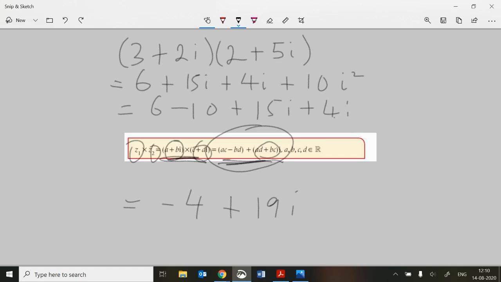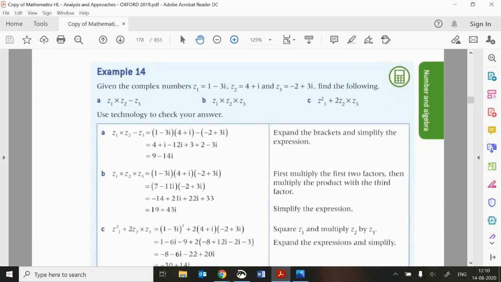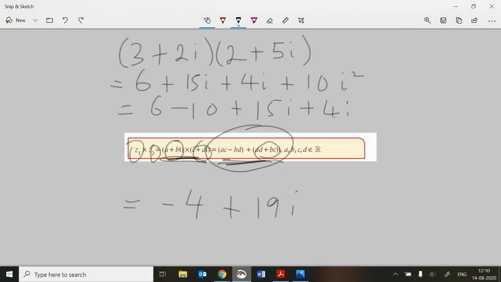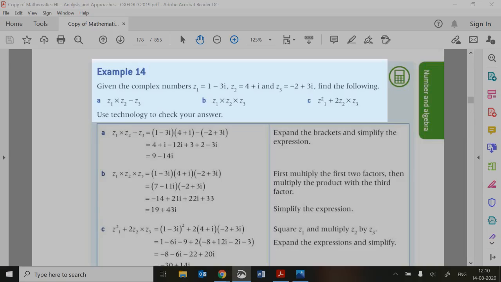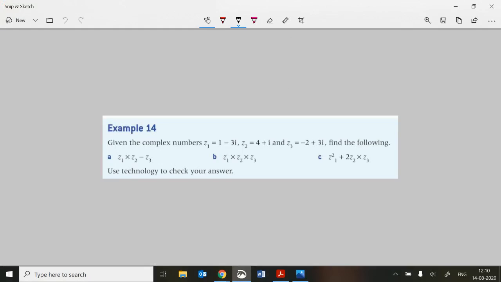Okay, that's pretty straightforward. And then they give you a whole lot of practice with this, and it's a good idea now just to stop this video and give this a go and check this with technology, but I'm going to go through a few of these. Okay, so let's have a look at this. We've got the first one, the second one, times together, and then taking away the third here. So this should be pretty straightforward. Times by 4 plus i, and then take away the third one, which is take away -2 plus 3i.